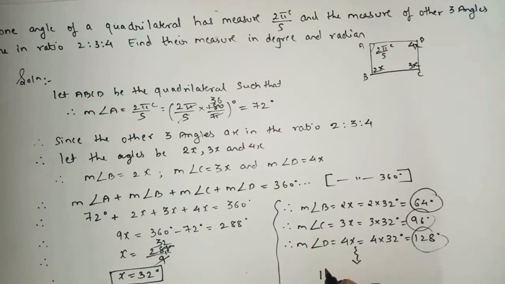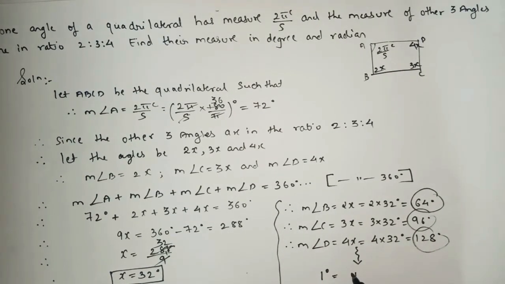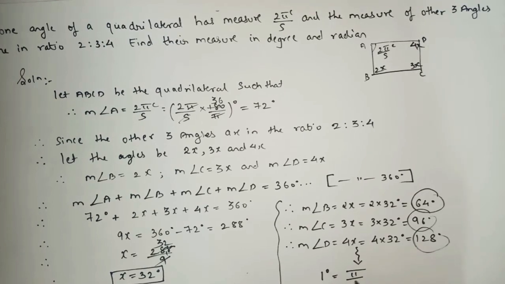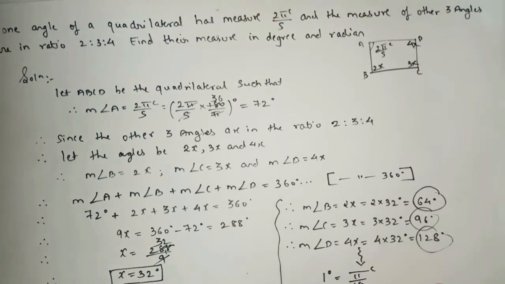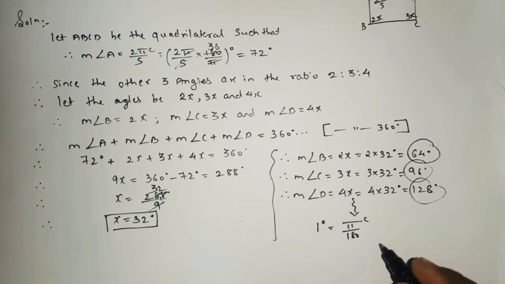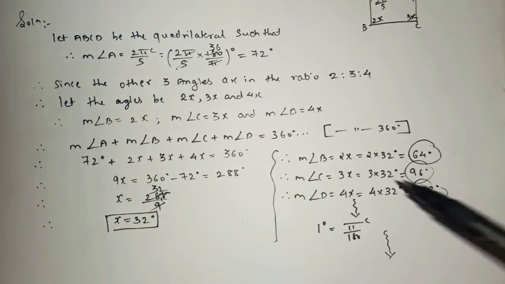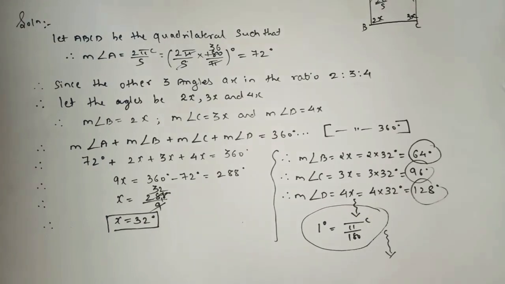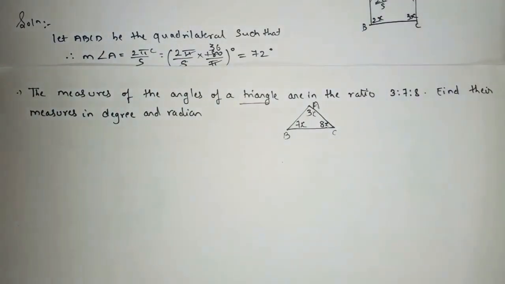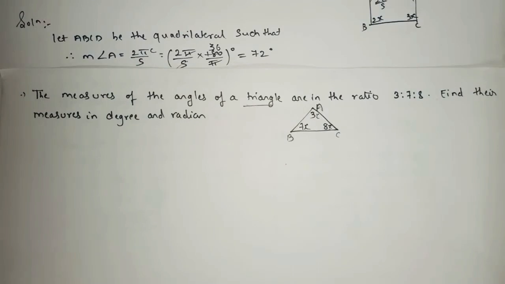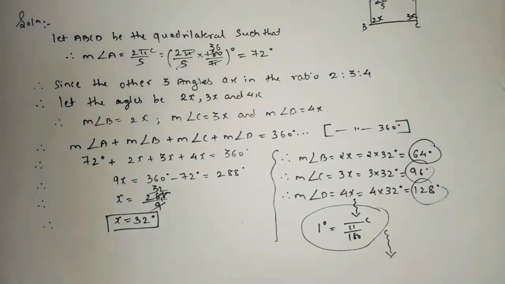After that you have to convert this degree into radian. So we know the conversion: 1 degree is equal to pi by 180 radian. I hope the remaining part you can try by yourself. Simply you have to convert this degree into radian by using this conversion, 1 degree is equal to pi by 180. So please try the remaining part by yourself. Even this sum also you have to try by yourself. Take this part as homework, and even this section also.